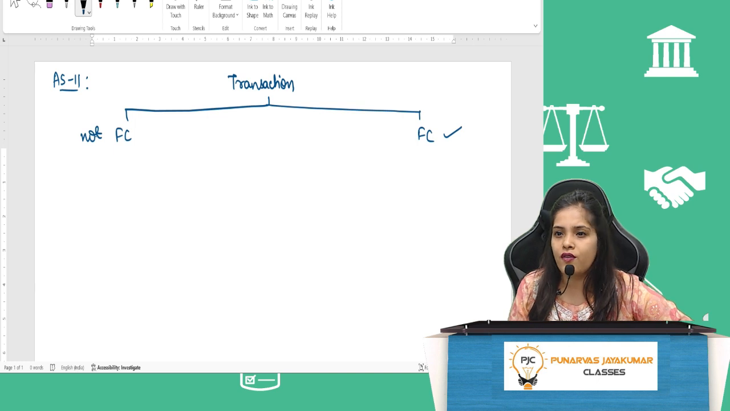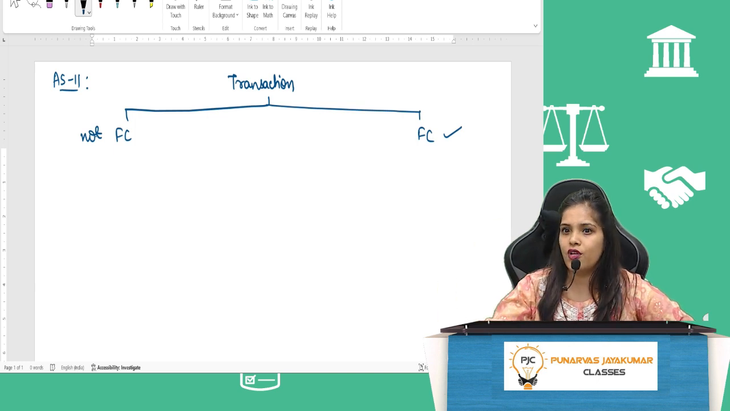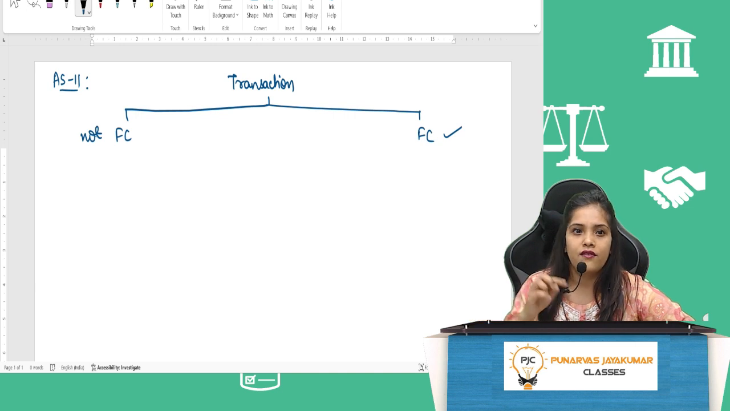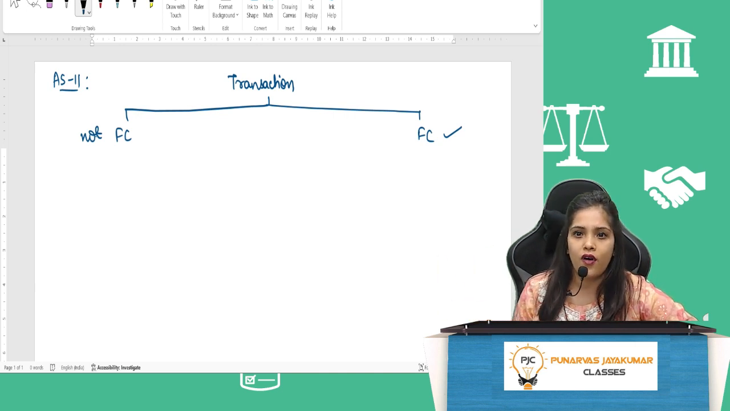Now guys, what is a forward contract? A contract wherein in the future you have a receivable or a payable for the future. You decide the rate today. When the rate is decided today only for the future transaction, that is called a forward contract.